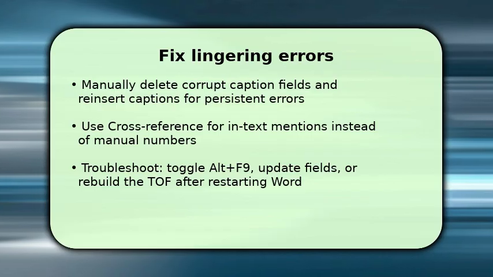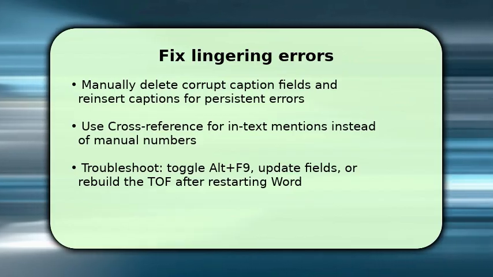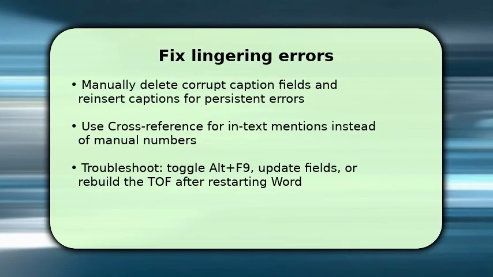If a caption still shows incorrect numbering, delete that caption field and reinsert it so Word creates a fresh SEQ entry. Then update fields again. Make sure in-text references use cross-reference rather than manual typing to stay synchronized.